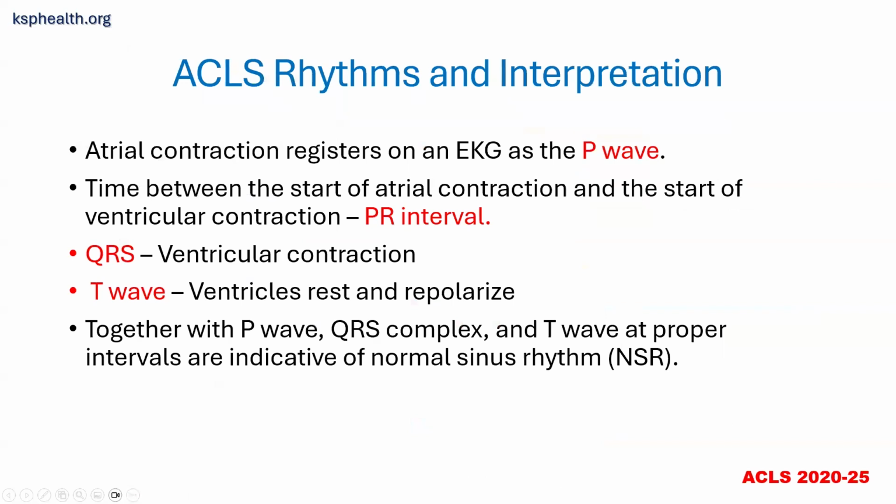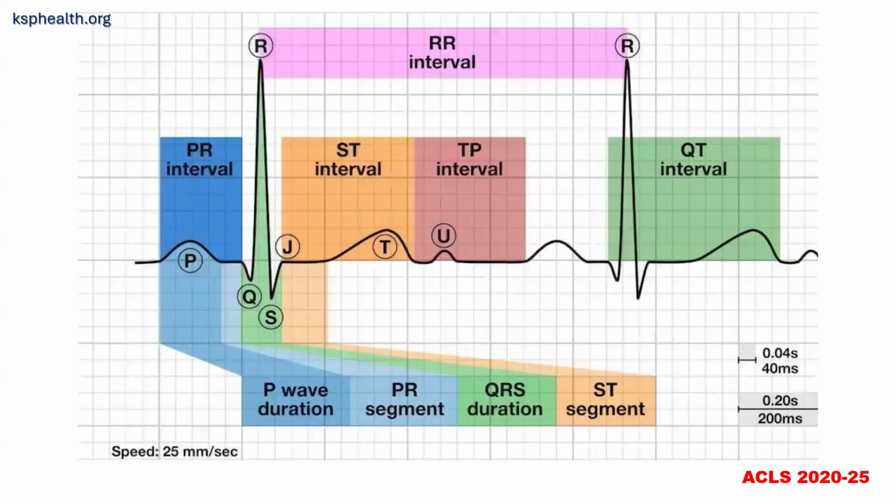EKG reflects certain waves, and each reflects certain things. For example, the P wave in EKG reflects atrial contraction. The time between the start of atrial contraction and the start of ventricular contraction is reflected in the PR interval. The ventricular contraction is reflected as QRS duration. The T wave reflects ventricular rest and repolarization. P wave, QRS complex, and T wave at proper intervals are indicative of normal sinus rhythm.